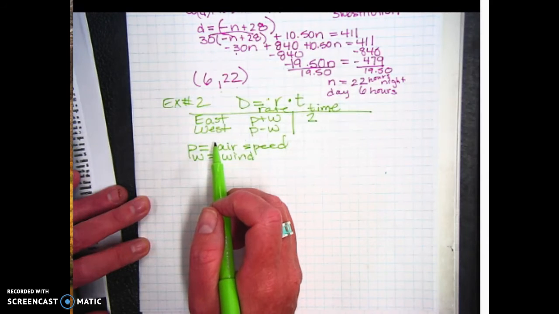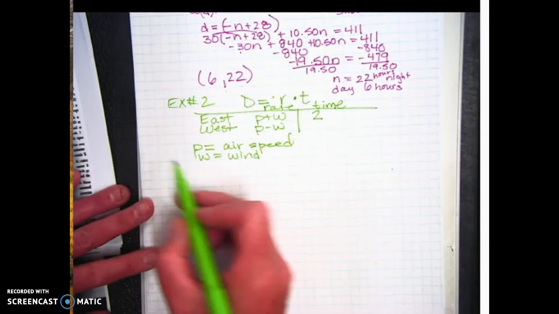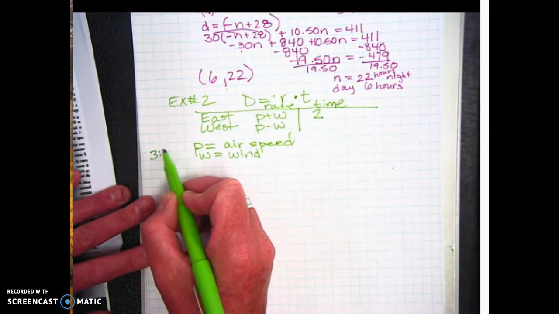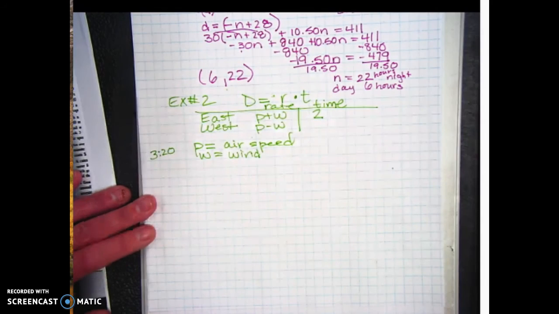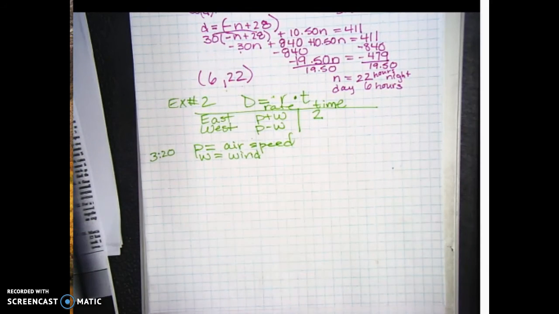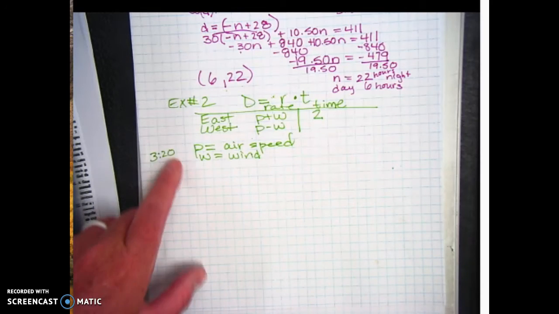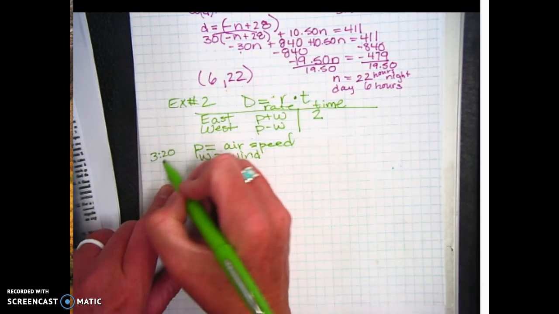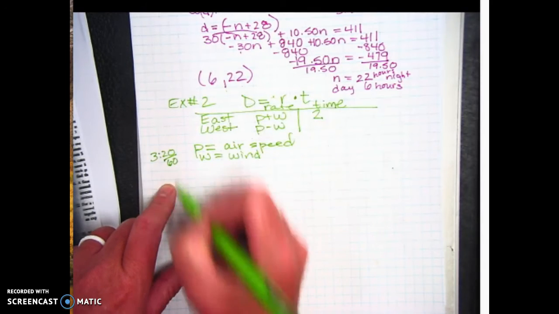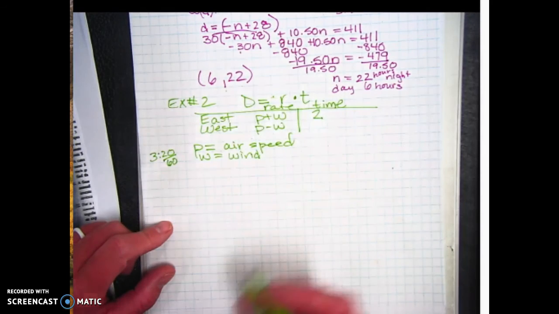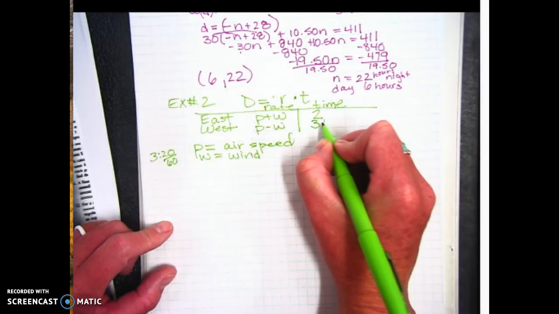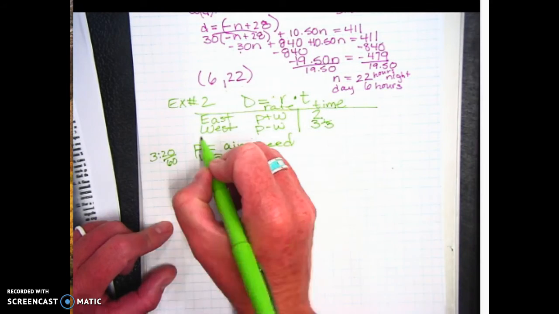What did it say? 3 hours and 20 minutes. So I'm going to write that over here for a second. 3 hours and 20 minutes. Now, there aren't 100 minutes in an hour, right? How many are there? 60. So if you have 20 out of 60, what is that as a fraction? 1/3. So this is 3 1/3 hours.